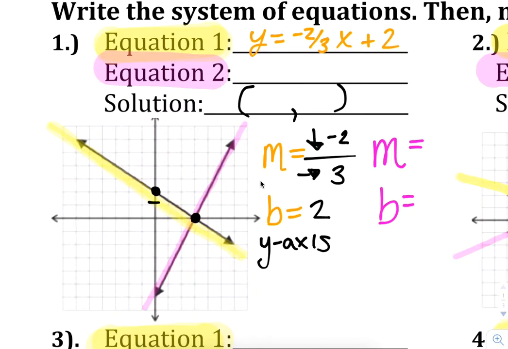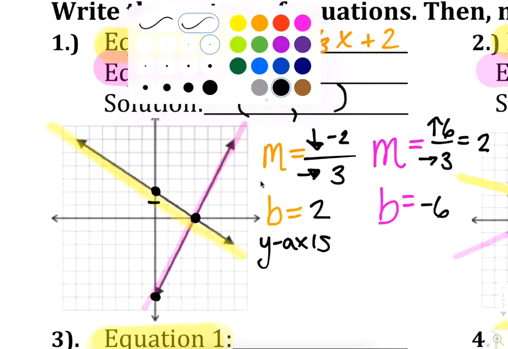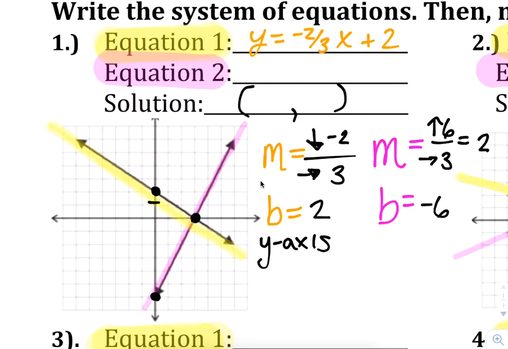So where does the pink equation begin on the y-axis? Well, it starts down here at negative 6. And if I count to the intersection again, that means I'm rising up 6, running to the right 3. So up 6, over to the right 3, that's going to simplify to 2. So on this problem, my slope is a 2, my B is a negative 6. We're going to make our equation. Y equals 2x minus 6.